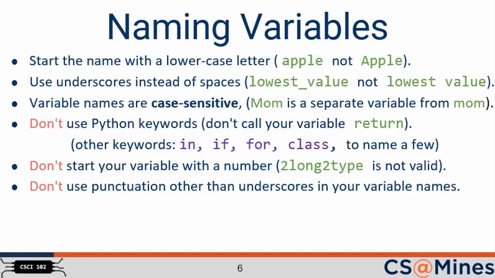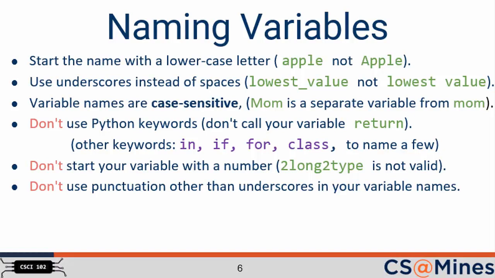When it comes to naming variables in Python, there are several do's and don'ts that you'll want to follow. Let's start with the do's. Every variable should start with a lowercase letter. Underscores should be used instead of spaces. And it is important to remember that variables are case sensitive. Thus, mom with uppercase M is a different variable than mom with a lowercase m. I know, a bit crazy, but that's the rule. Uppercase mom and lowercase mom would be two different boxes in Python.